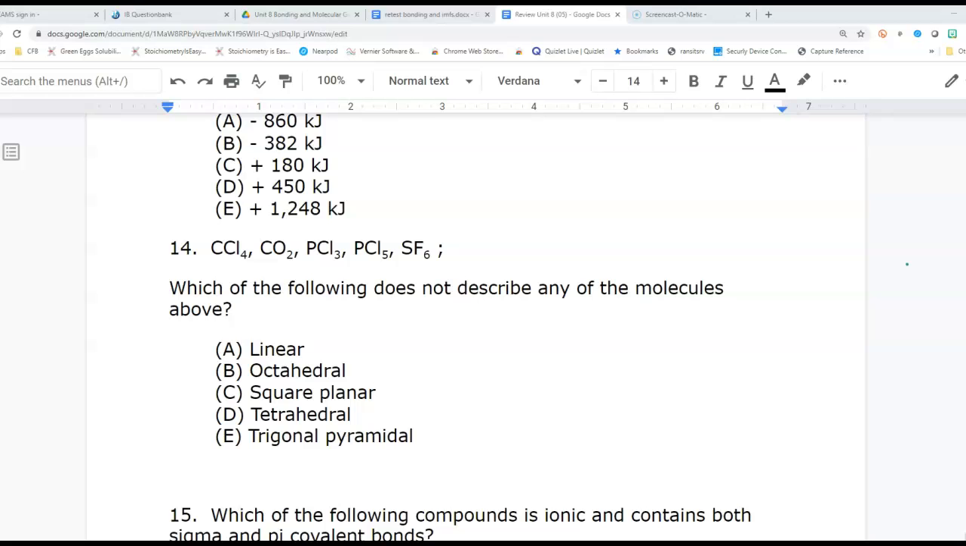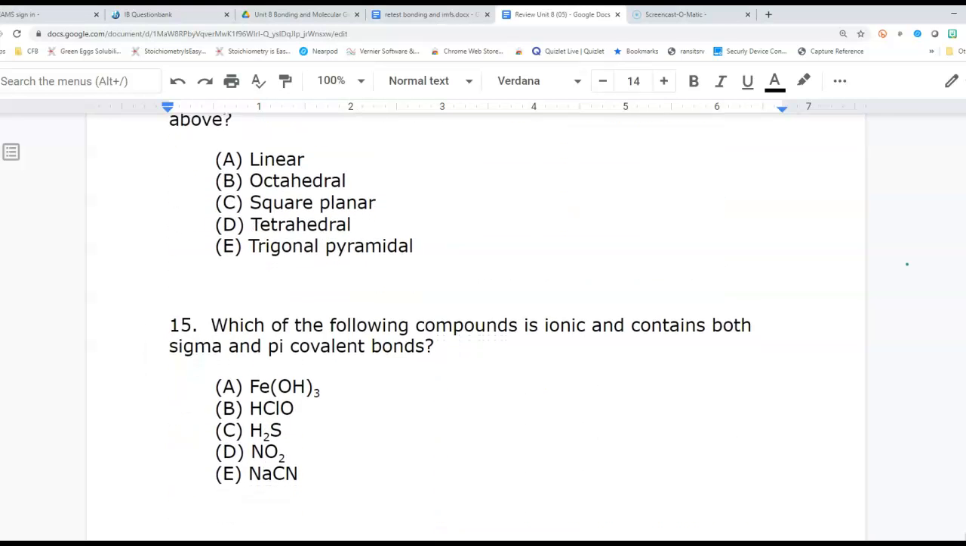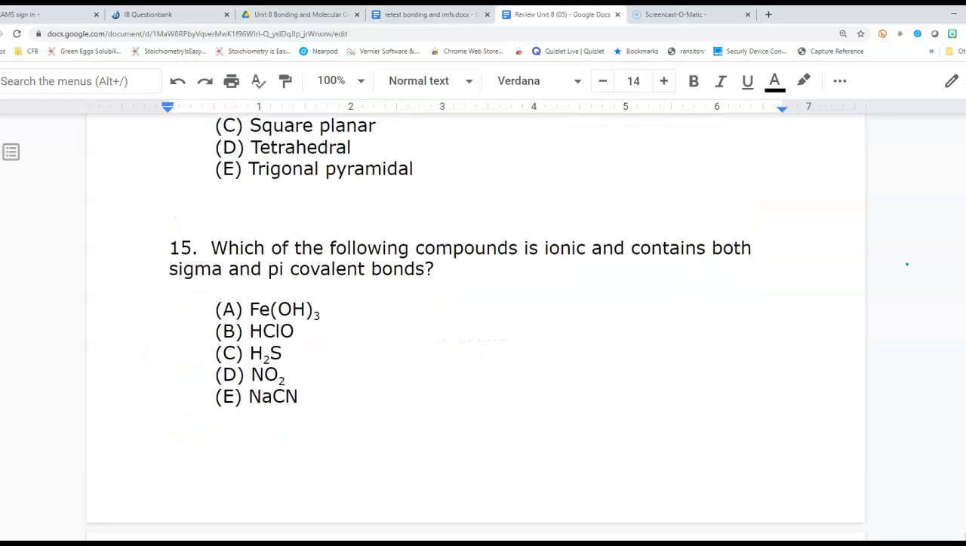All right. Moving ourselves along, we are asking which of the following compounds is ionic and contains both sigma and pi covalent bonds. So let's keep in mind that means that we are looking for a metal. So we need to have metals. Here's a metal, and here's a metal. Everything else has only nonmetals, so I get to cross off B, C, and D. That means I need to be able to only look at what I have going on in FeOH3 and NaCN.